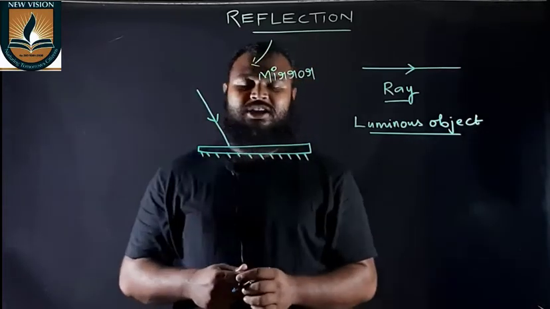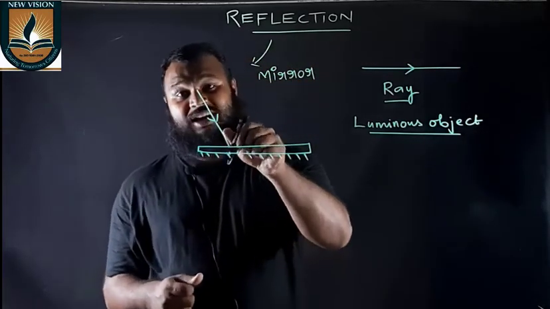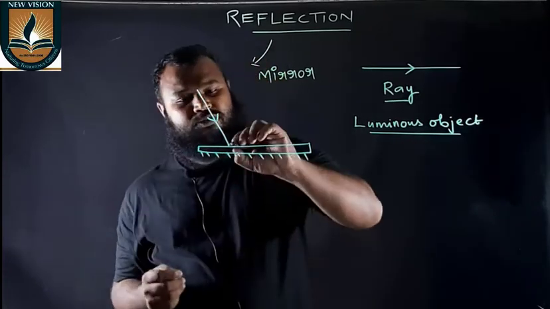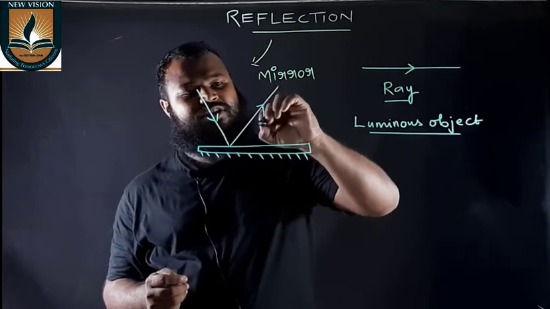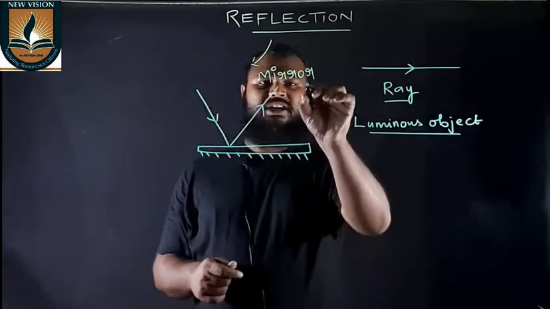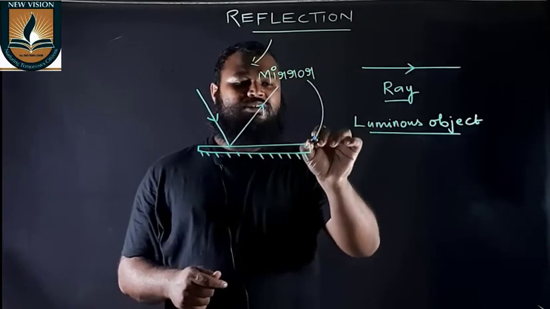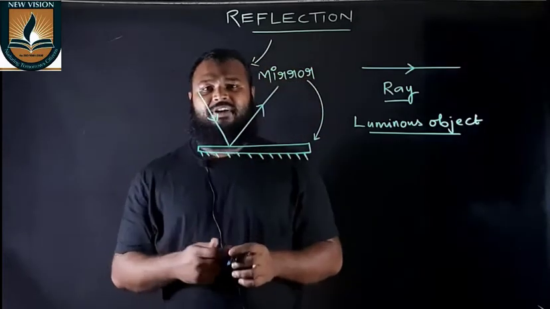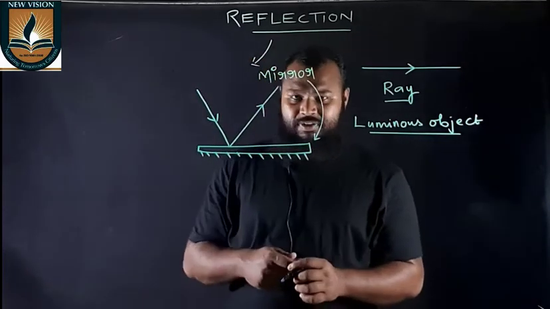So what does a mirror do? It will not transmit the light, but it will reflect most of the light. Most of the light bounces back to the same medium. This is called reflection of light. So which object or material allows the reflection? That is called a mirror. A mirror is an object which shows reflection of light.